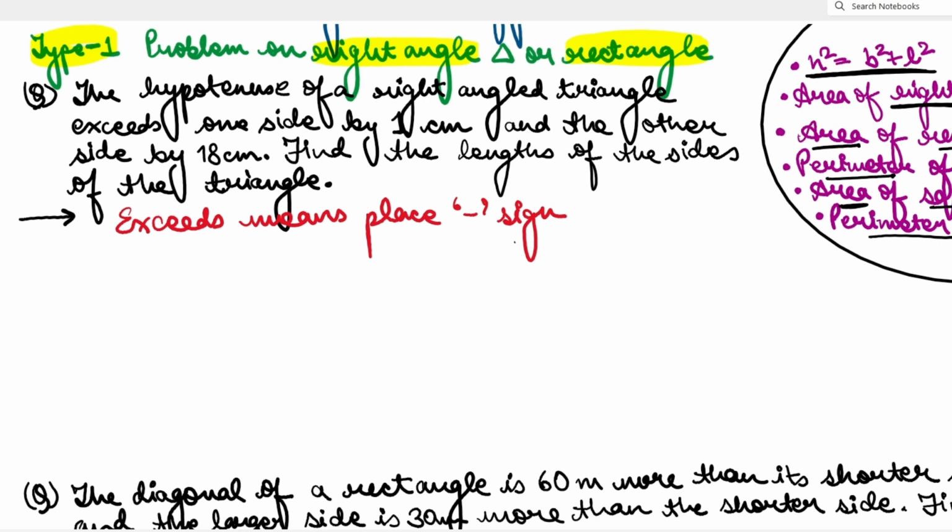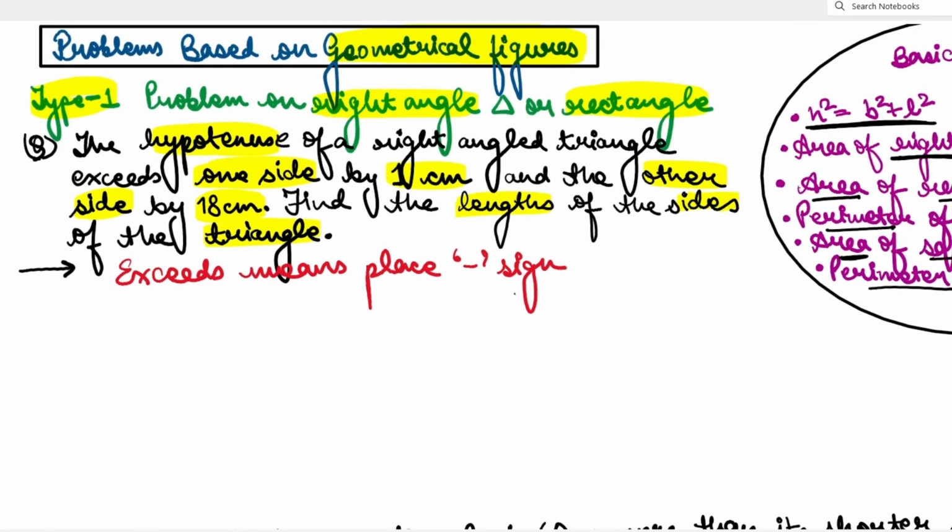Okay. So now moving to the type 1 problem, that is, problems based on the right angle triangle and rectangle. The question states that the hypotenuse of a right angle triangle exceeds one side by 1 centimeter and the other side by 18 centimeter. You need to calculate the lengths of its sides. A very important point to note here is that exceeds means negative. Clear? So how will you solve this question?